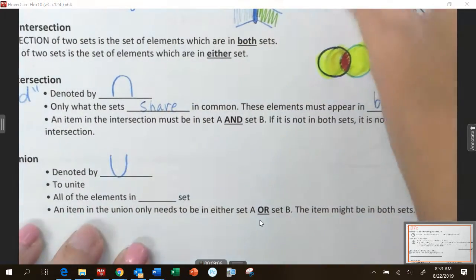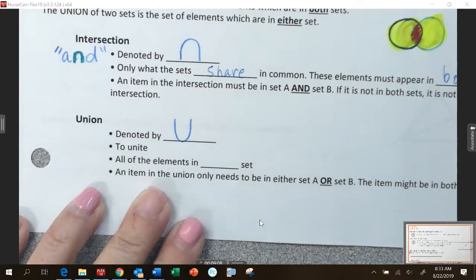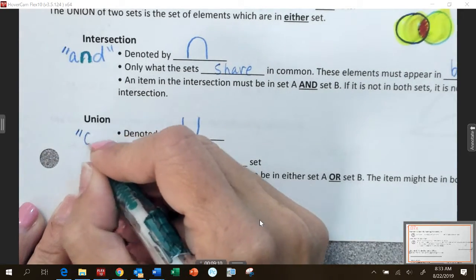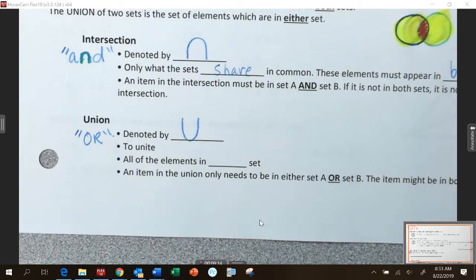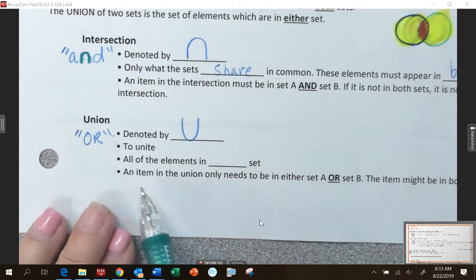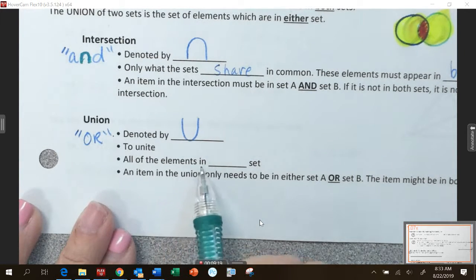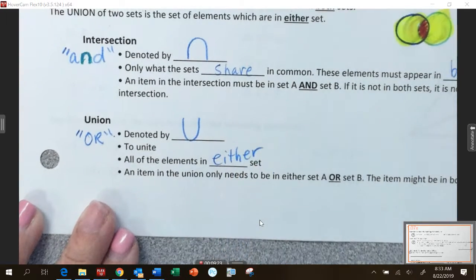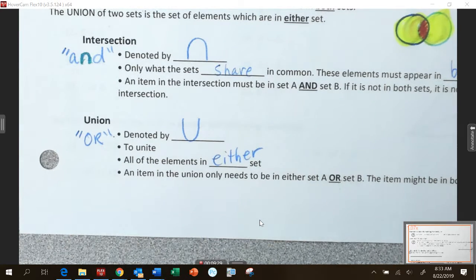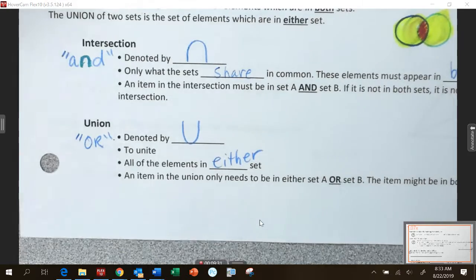Okay, so the union, that one's the "or." To unite, we're bringing it all together: all of the elements in either set. And then again, I said the word "or." This item could be in both sets. It's okay if it's in both sets already.